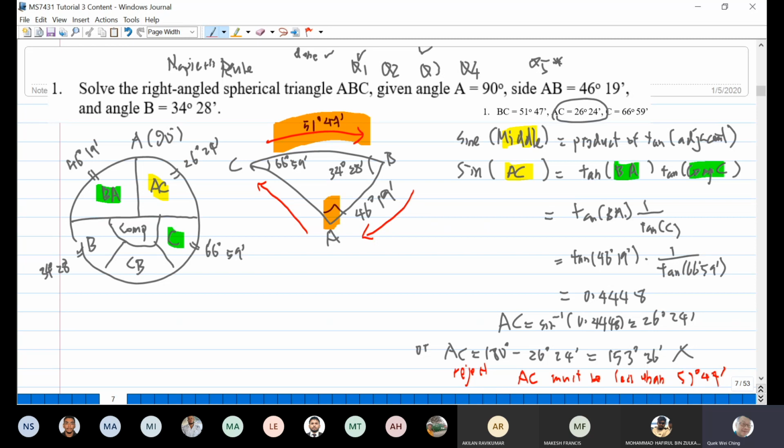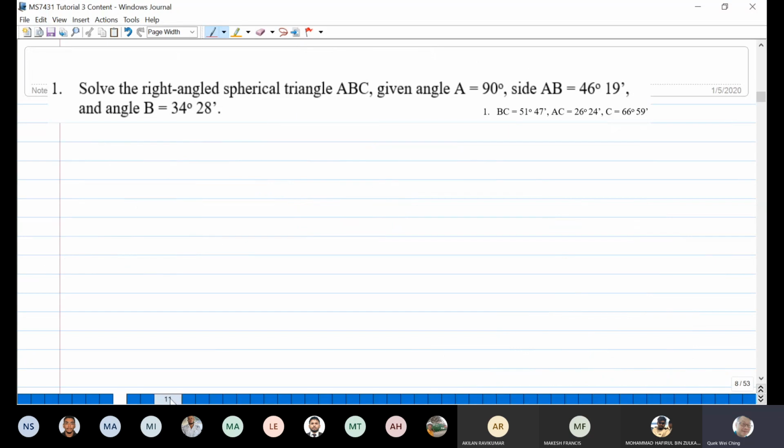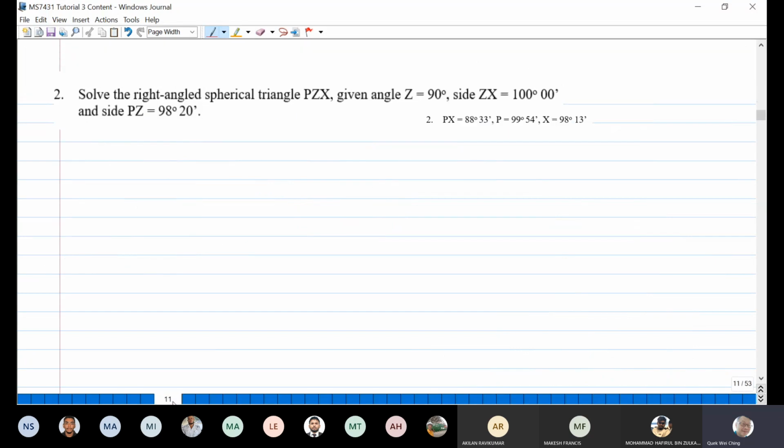Okay, so this is question 1. How to do question 1? I think about half an hour to do question 1. So I hope I can finish question 3 in 1 hour. Okay, so I move on to question 2 now. Question 2 I don't need to do because I have spared it for you so that you can do question 2 yourself.